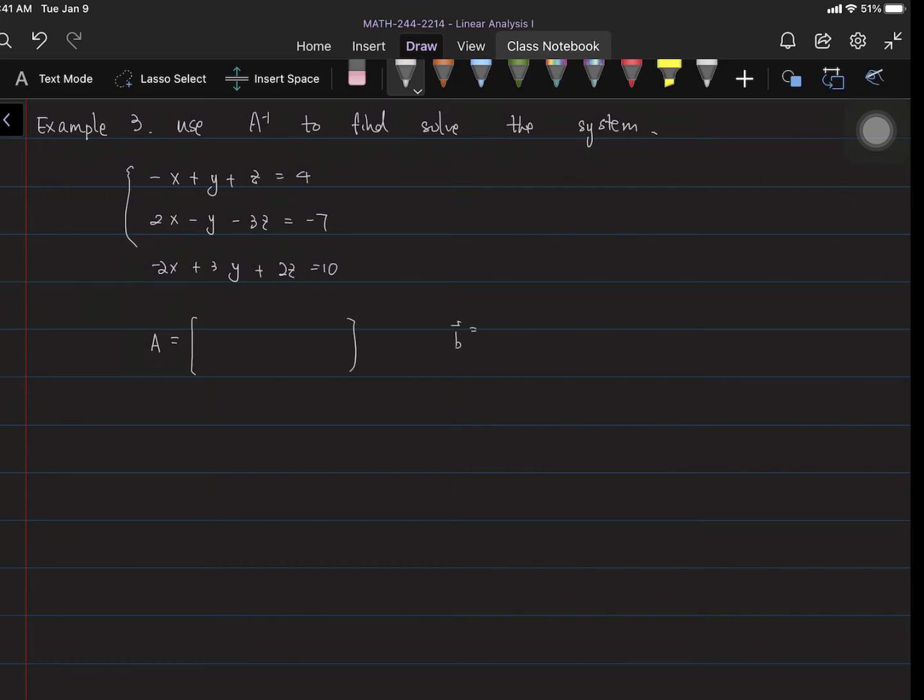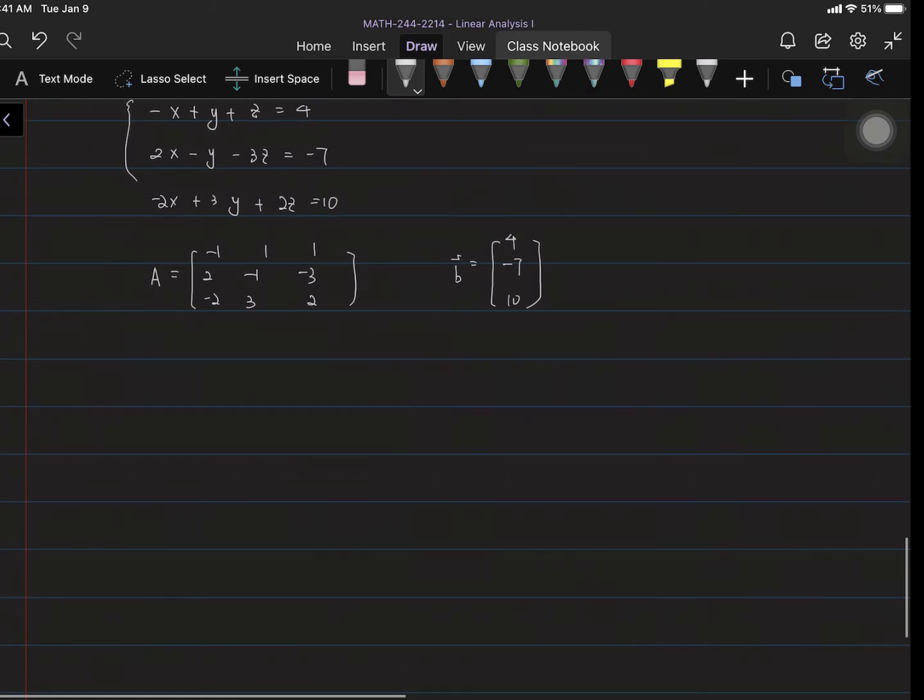But in the future, you can skip writing down those two matrices. Okay. So here's the B, and what is A? -1, 1, 1, 2, -1, -3, -2, 3, 2. Okay. And right now, we are going to use the inverse matrix method.